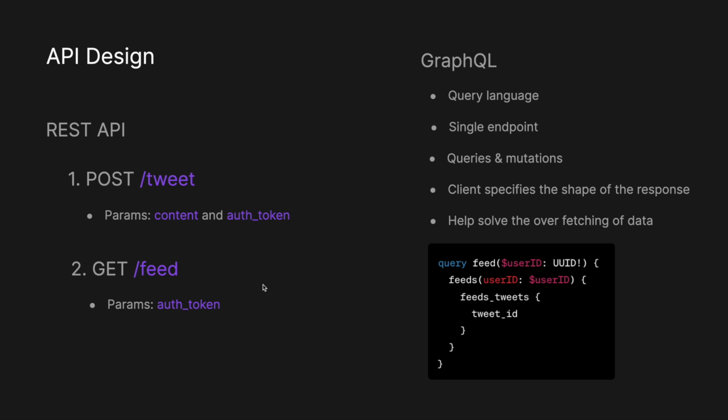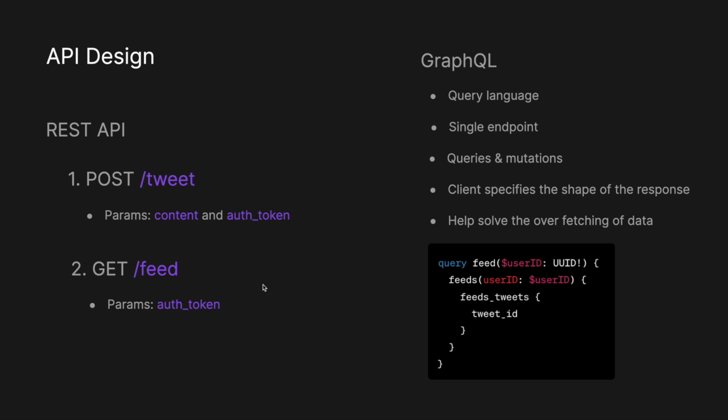So queries would be when you're retrieving information from the server, and then mutations will be when you're changing data on the server. So queries would be equivalent to get requests, and mutations would be equivalent to post, patch, put, delete requests, kind of on the REST side of things. And then a really important point here is it's the client that specifies the shape of the response.